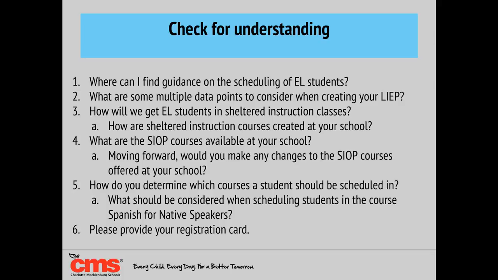Number 5, how do you determine which course a student should be scheduled in? That's basically looking at everything that the student brings with them, from their WIDA screener scores to their transcripts. Sometimes you look at their transcript and you see visual arts or some other things they've taken in the past to see interests as well. Right, exactly. And then use that information along with a conversation with the student to schedule the student.